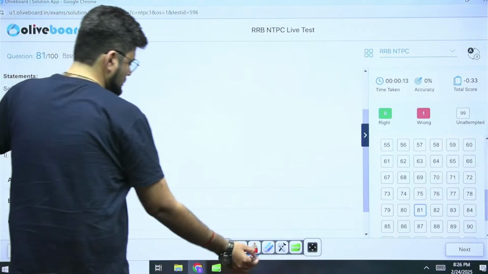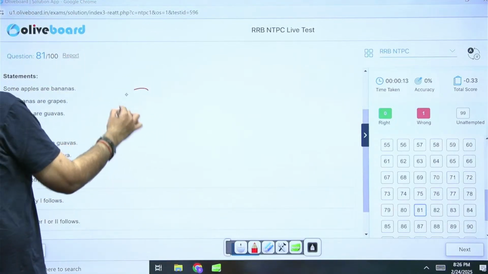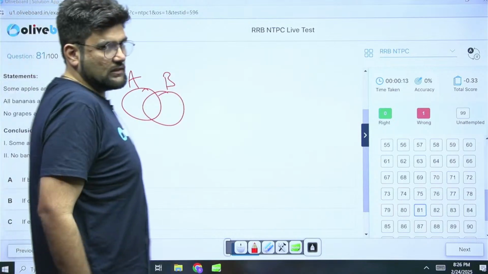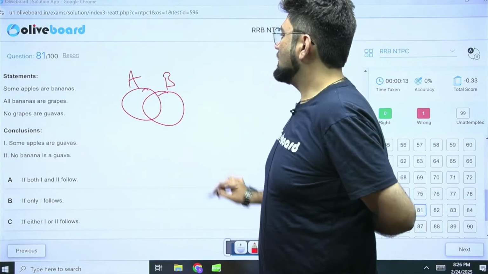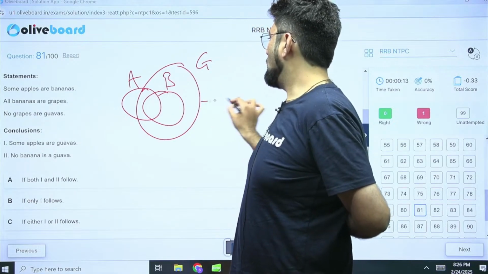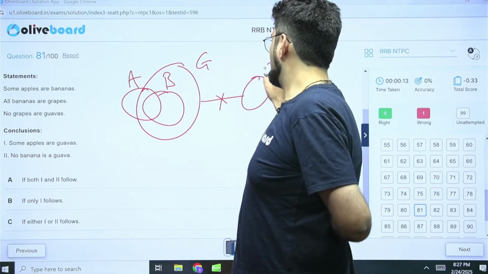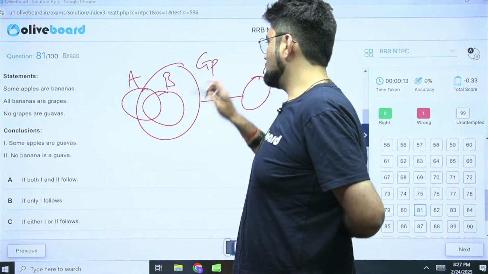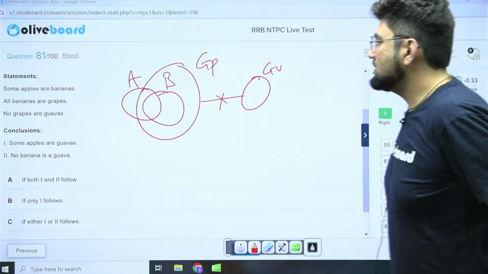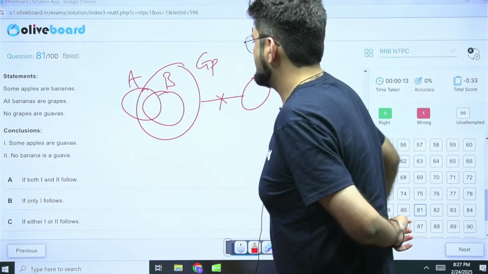81. Syllogism. Easy questions, not difficult. Some apples are bananas. All bananas are grapes. No grapes are guavas. Okay, write G P here so that you don't get confused between grape and guava. This happens. Some apples are guavas. Some apples are guavas. Can you say that?